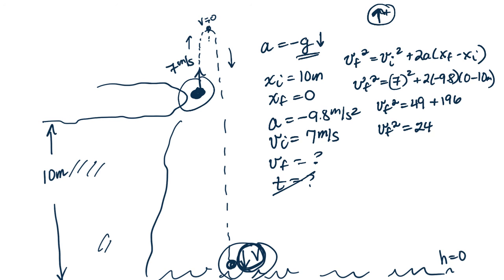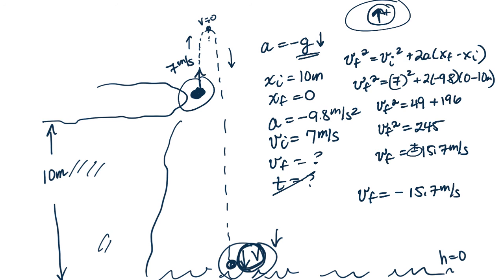Now, here's what's interesting. You think, okay, I'm going to take the square root of both sides to get v final, which I indeed am going to do, and I get 15.7. But remember, when you take the square root, you always get a plus or minus. And so in this case, since we know the final velocity is moving down, according to our coordinate system, our final velocity is actually negative. So in physics, you've got to pay attention to those little things. So our v final, the impact velocity, is negative 15.7 meters per second.